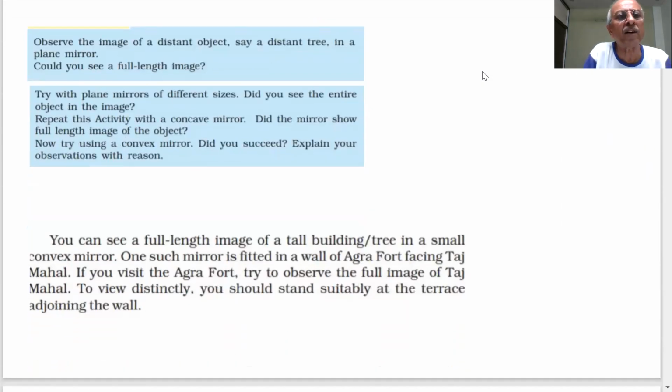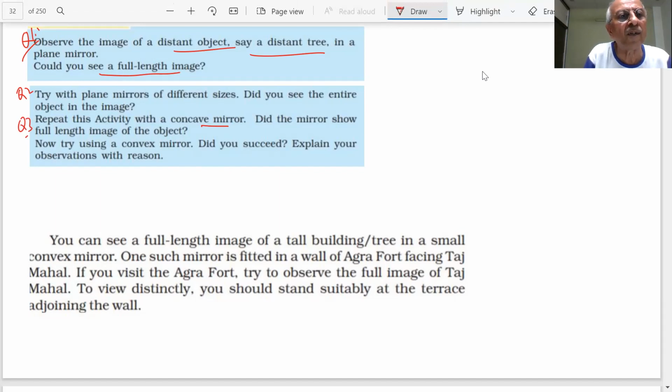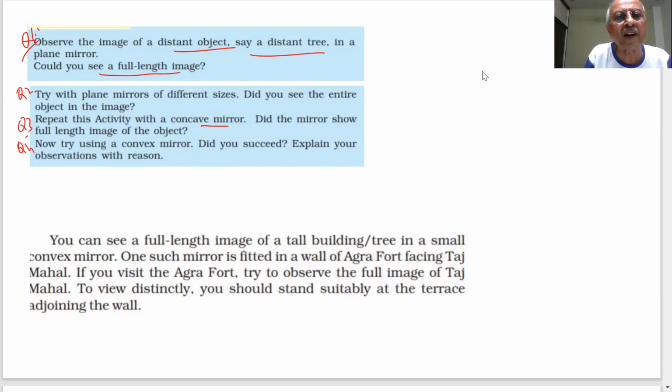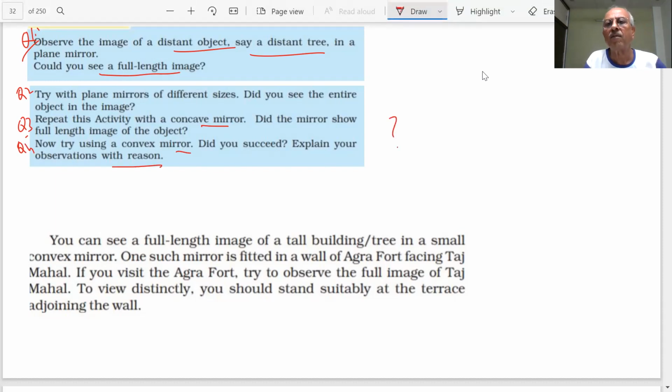Interesting thing, here is a question for a student. Observe the image of a distant object, say a distant tree, in a plane mirror. Could you see a full length image? Try with plane mirrors of different sizes. Did you see the entire object in the image? Repeat the activity with a concave mirror. Did the mirror show a full length image of the object? Question 3. Repeat the activity with a convex mirror. Did you succeed? Explain the observation with reason.